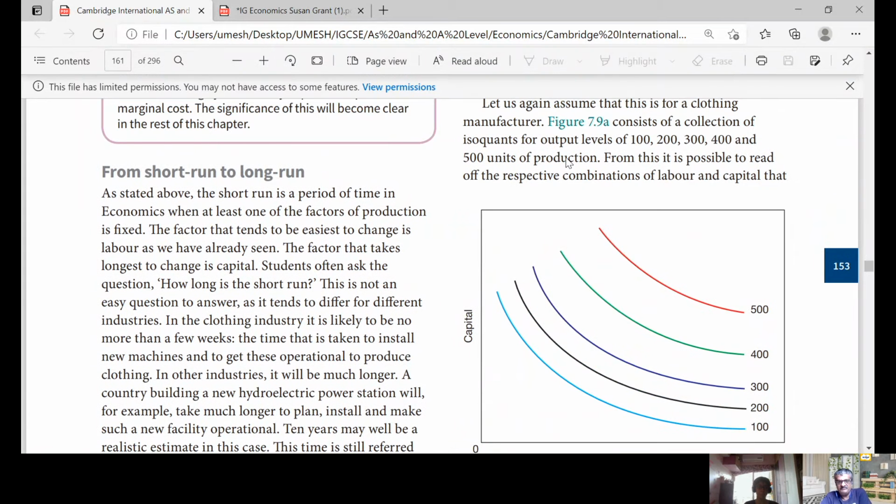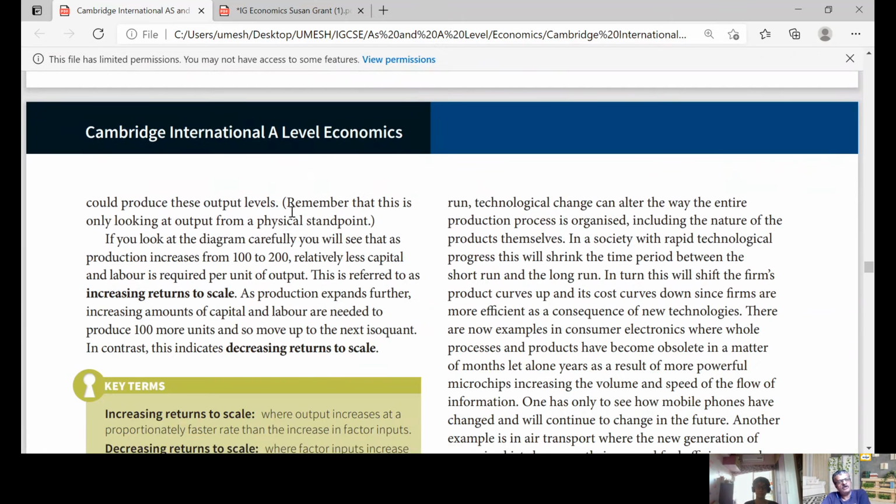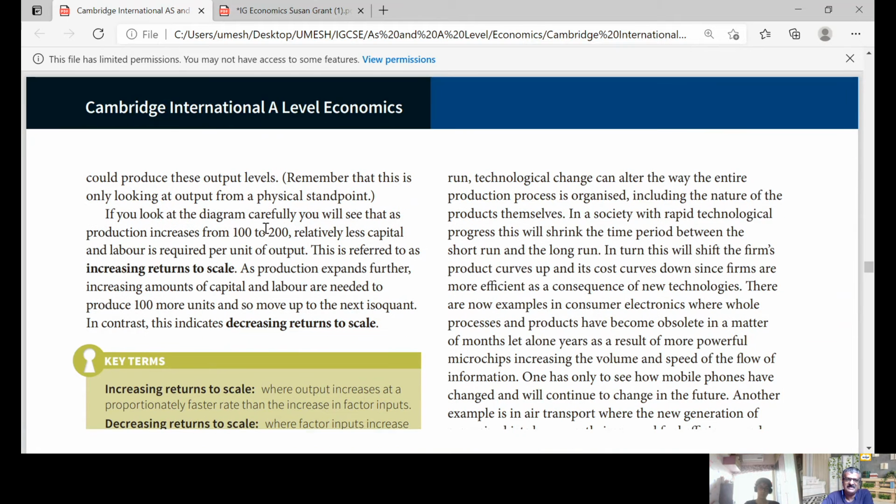So from this, it is possible to read off the respective combinations of labor and capital that can produce the output levels 100, 200, 300, 400, 500. Remember that this is looking at the output from a physical standpoint.